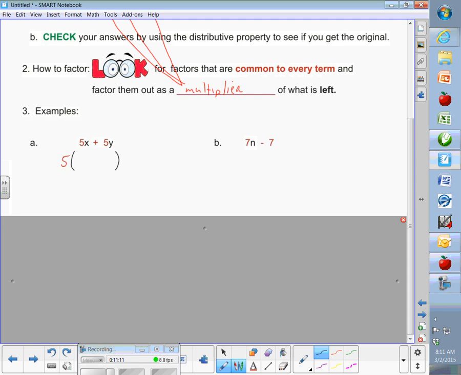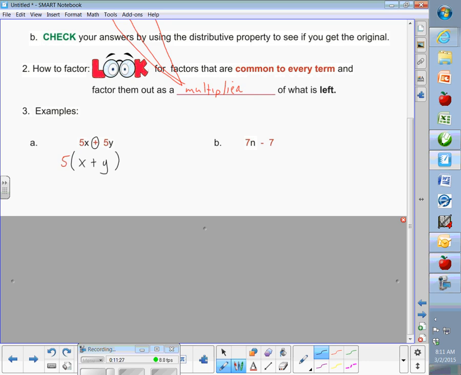Put a parentheses for your multiplier because it has to be a multiplier, right? That 5 is a multiplier. And then look, what's left? What do you see inside? An X. Keep this sign here, plus a Y.